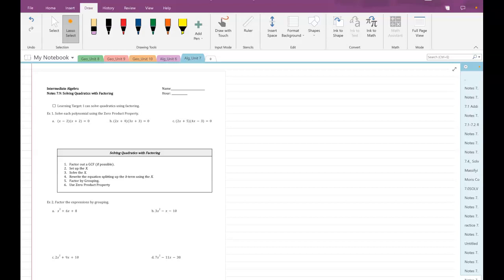But what we're doing today is really our last step in our whole factoring process. And what we're going to be doing today is actually going all the way through factoring and then solving. So to be able to do that, we have to have a little refresher on zero product property.